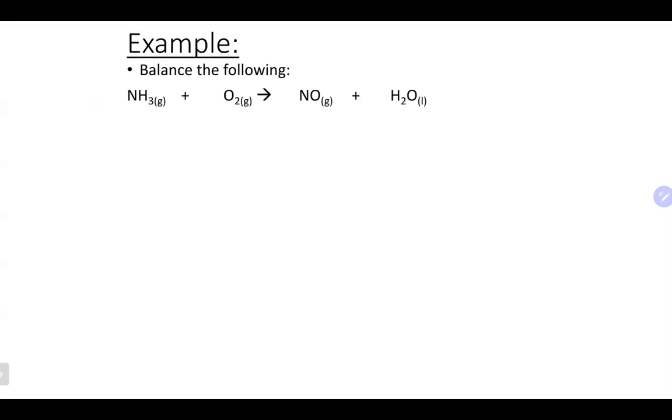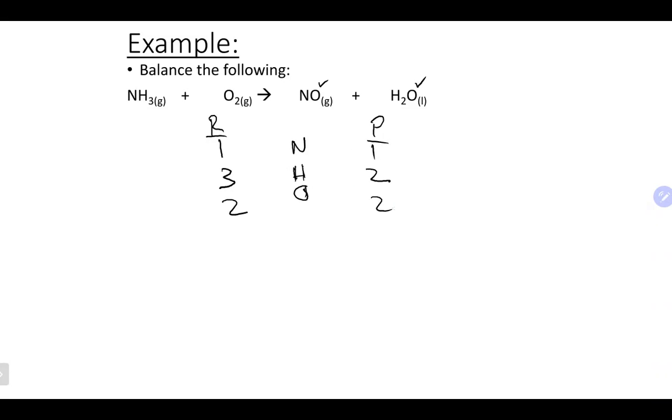Okay, let's try another one here. Let's give this one a go, balance it up there. Okay, let's take a look, see how you're doing on this particular one. So we'll start with the same approach. We'll make a little table. I got one nitrogen on the left and one on the right. I got 3 hydrogens on the left and 2 on the right. I got 2 oxygens on the left. I have 1 oxygen on the right and 1 more there gives me 2 on the right.